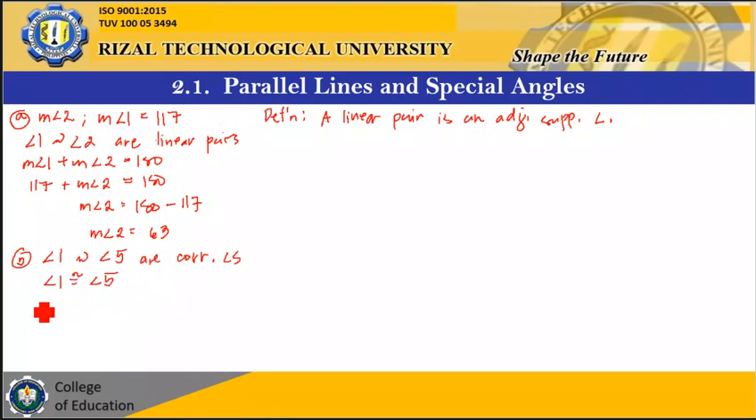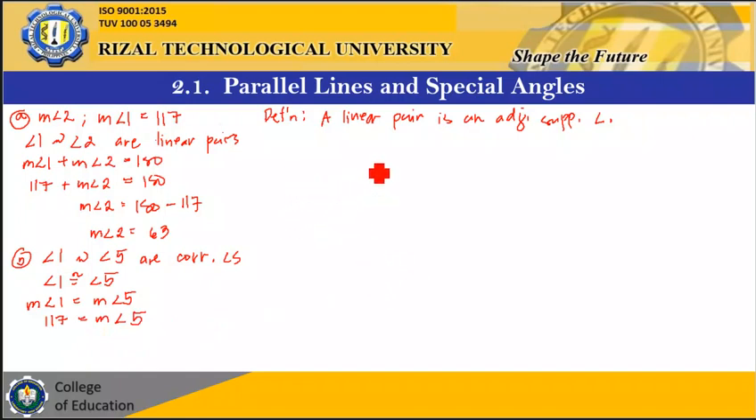And because these two angles are already congruent, therefore we can say that the measure of angle 1 is equal to the measure of angle 5. And since the measure of angle 1 is 117, by substitution we know that the measure of angle 5 is also 117. And that's the answer.